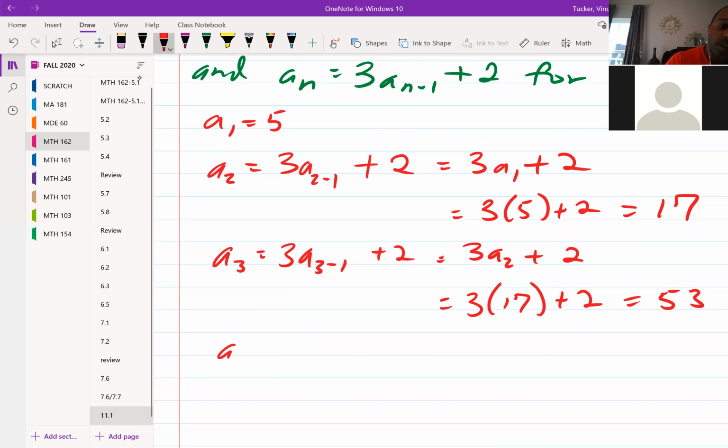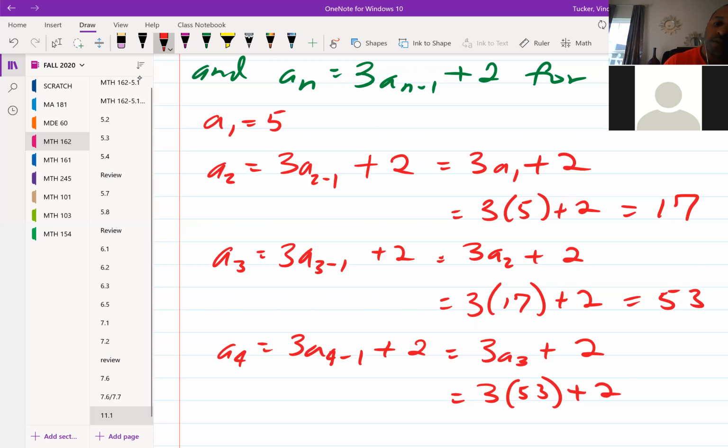And the last one, a sub 4. And you know, even if you don't write that second step, that's how you should be processing what's going on. So a sub 3 was 53. 3 times 53 is 159, plus 2, 161.